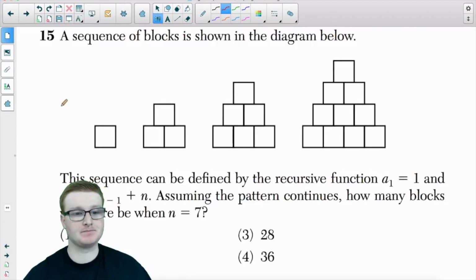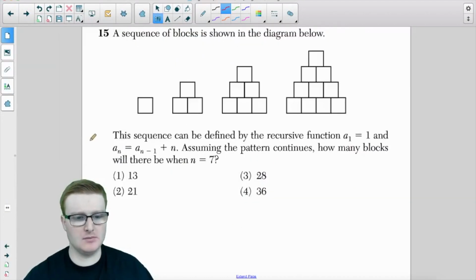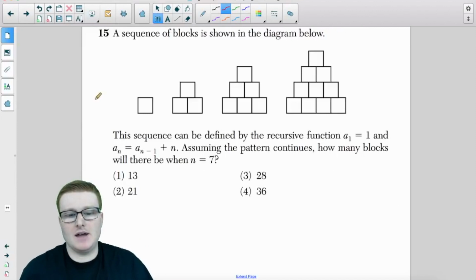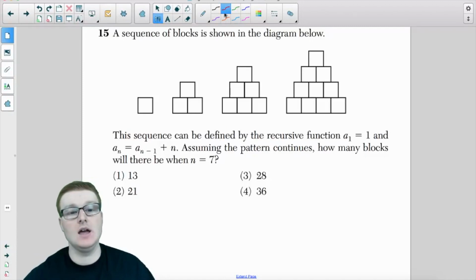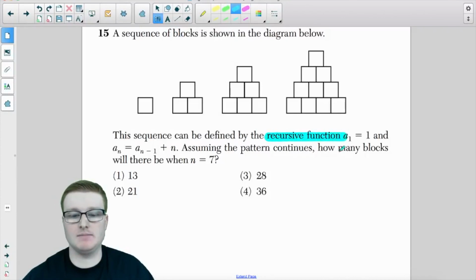All right, number 15. A sequence of blocks is shown in the diagram below. This sequence can be defined by the recursive function a sub 1 equals 1 and a sub n equals a sub n minus 1 plus n. Assume that the pattern continues. How many blocks will there be when n is equal to 7? Okay, you need to know what recursive means. I mean, you really don't need to get this right, but it's nice to know what recursion is.